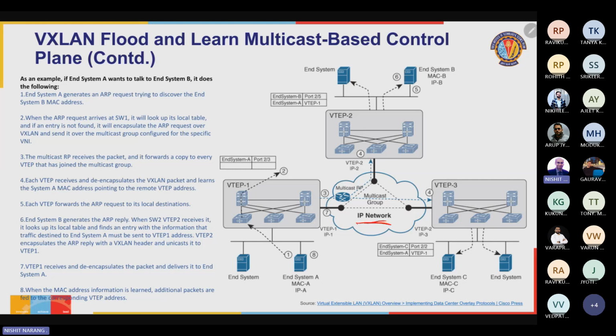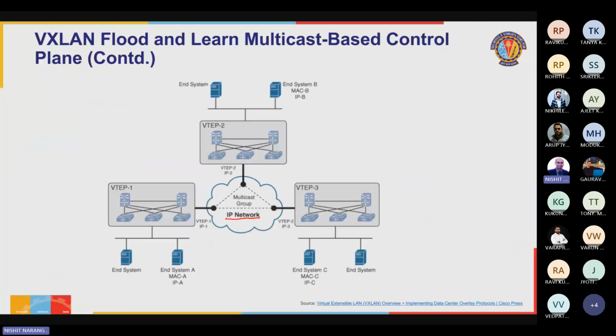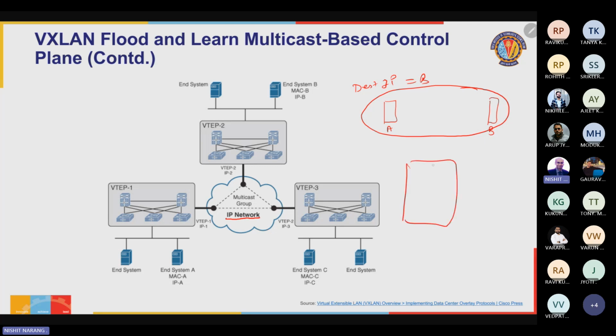So what is end system A going to do? Normally, before I get to that diagram, if it's not an overlay network, if it's a general L2 network with an end system A and an end system B, and I want to send some IP packet from A to B, the destination IP address will be B. When A has to forward that to B, it will look up the forwarding table to see what is the destination MAC address corresponding to the destination IP address B. Since it doesn't have that, it will broadcast the traffic.